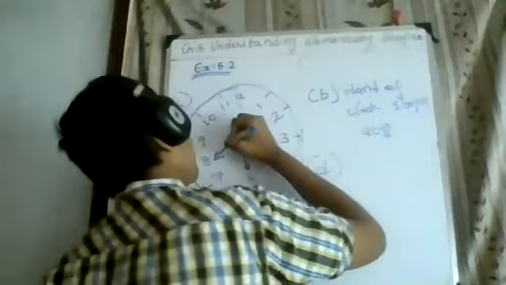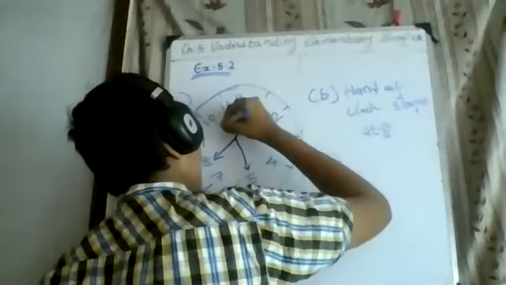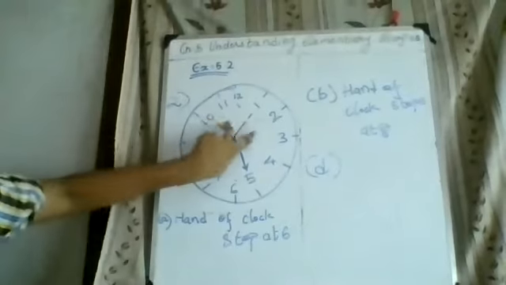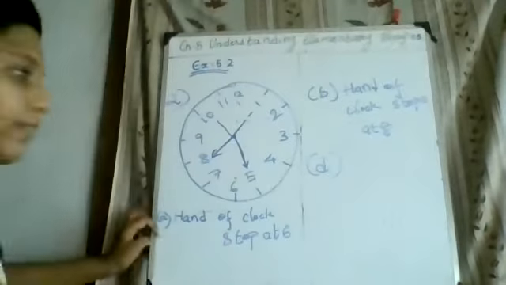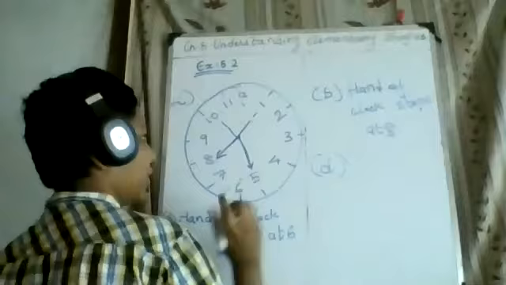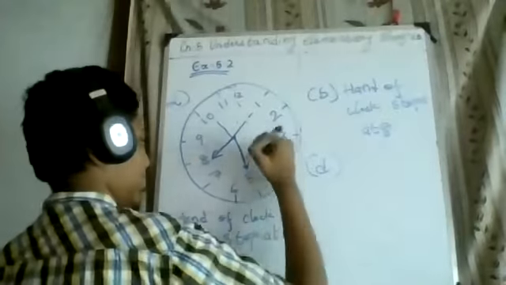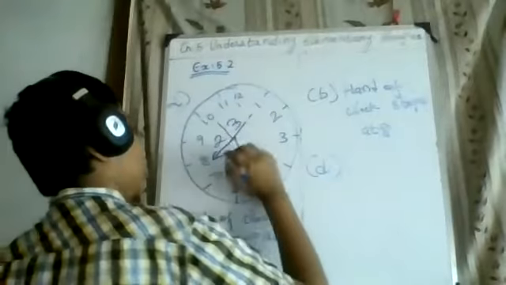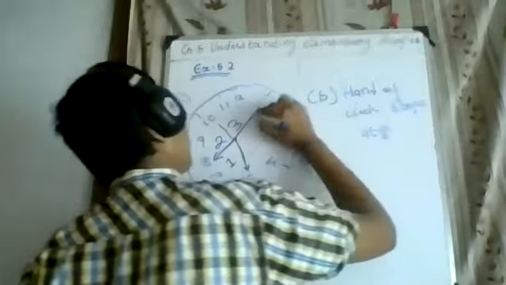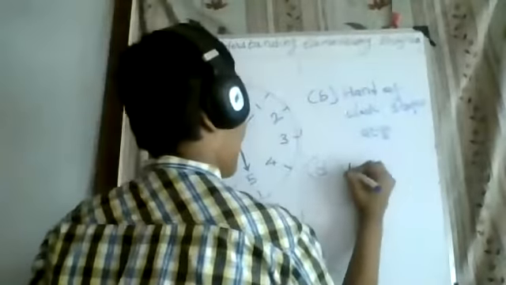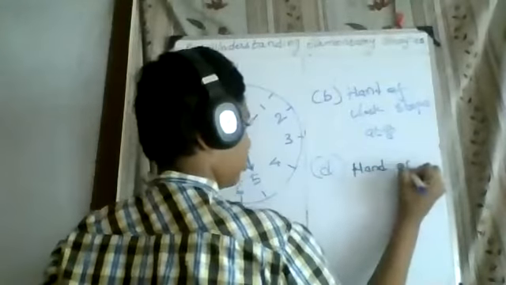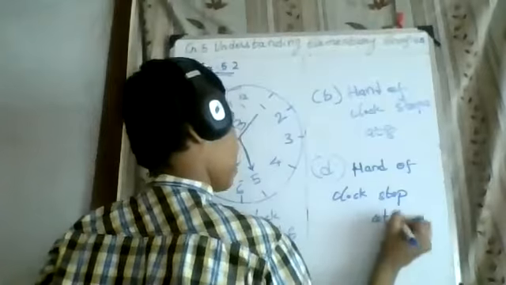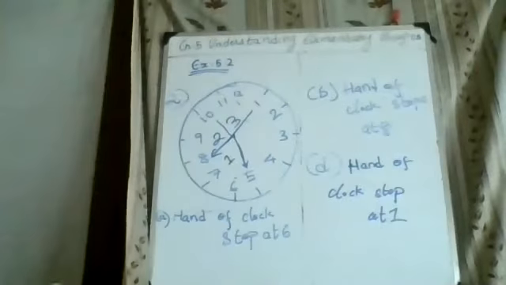They had divided the clock in such a way: first part, second part, third part, fourth part. And they said 3/4 means 3 parts of 1/4. See, here to here, first part, second part and third part. So, if it starts from 5 and moves 3/4 of the revolution, the hand of the clock will stop at 1. Okay, see.